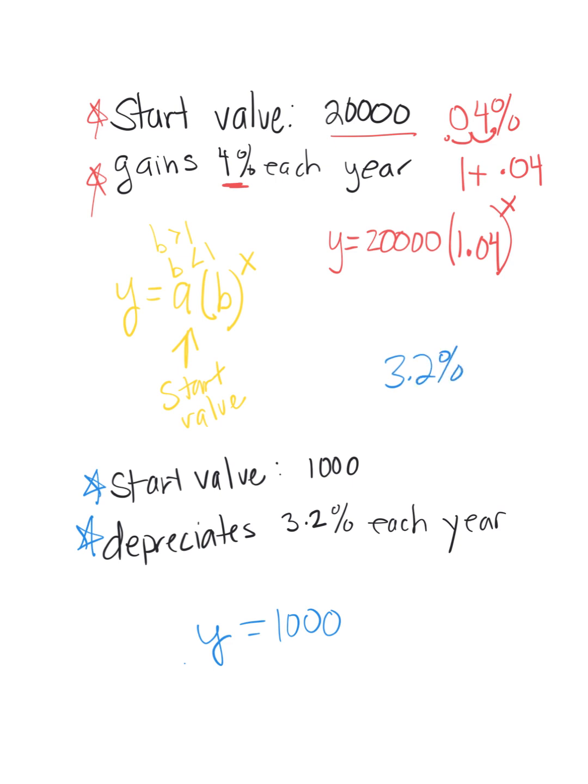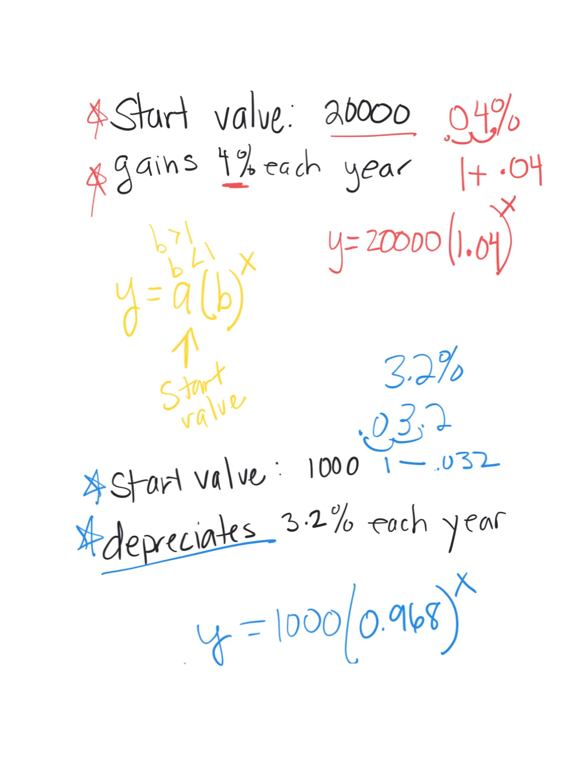Need to change that percent to a decimal. So we're going to move the decimal point 2 places. And now we're going to take 1 minus, since it's a depreciation, 0.032. And then that is going to leave us with a b value of 0.968 to the x.